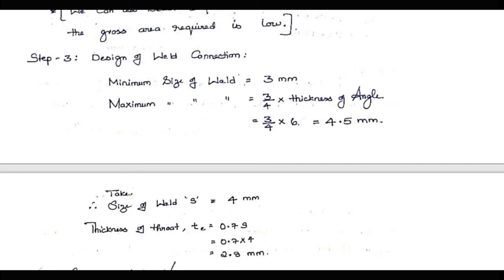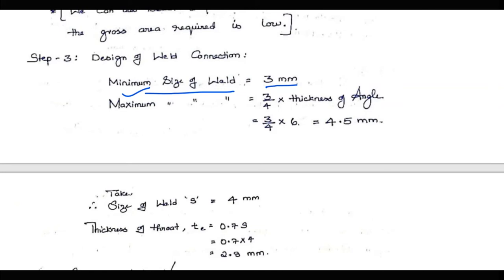So in order to design the weld connection, you have to decide what is the size of the weld, what is the throat thickness of the weld, and what is the strength of the weld. Three parameters you have to calculate. So you know that minimum size of the weld is 3 mm. We have dealt with this in unit 1. Please refer to those problems if you are not aware of that.